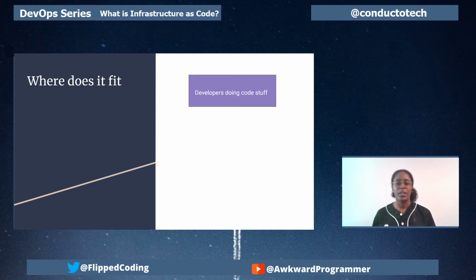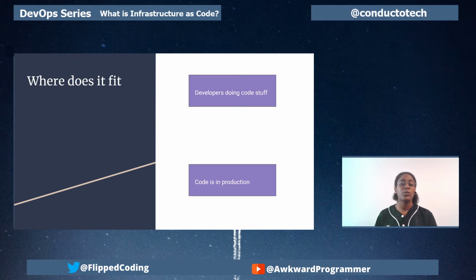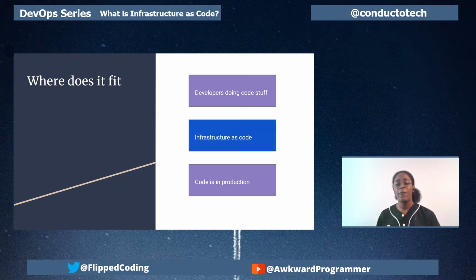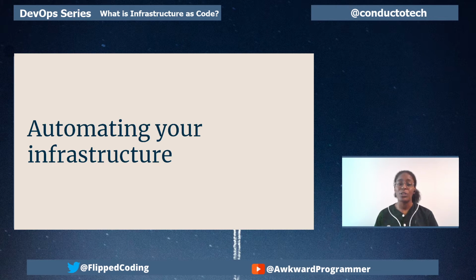And you might be wondering, okay, well, where does this fit in? So you have your developers that are doing their code stuff, implementing new features, fixing bugs for users, and then those changes need to get to your customers in production so that they have a better overall experience and you can deliver the things you've promised. So infrastructure as code is that bridge between your developers and your customers. This is how you can automate a lot of things that just need to happen in the background, which is why we're about to talk about automating your infrastructure.